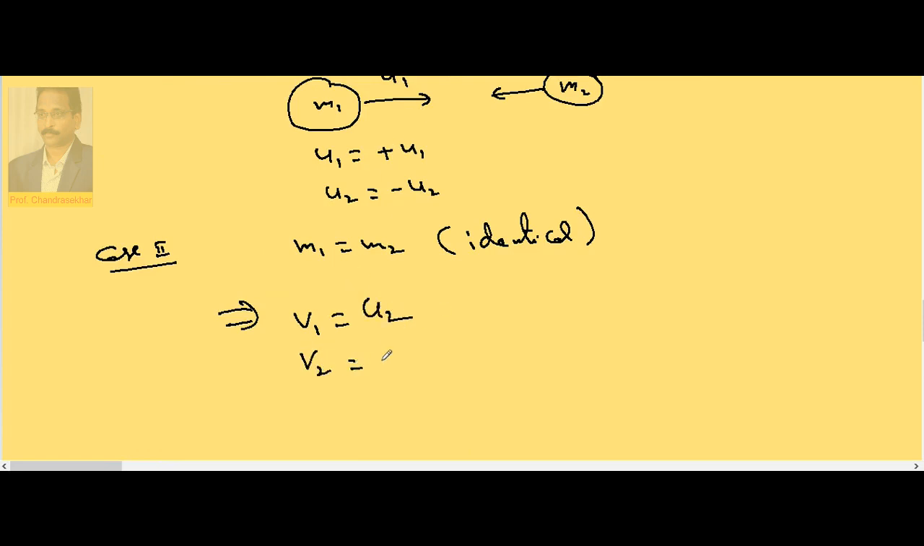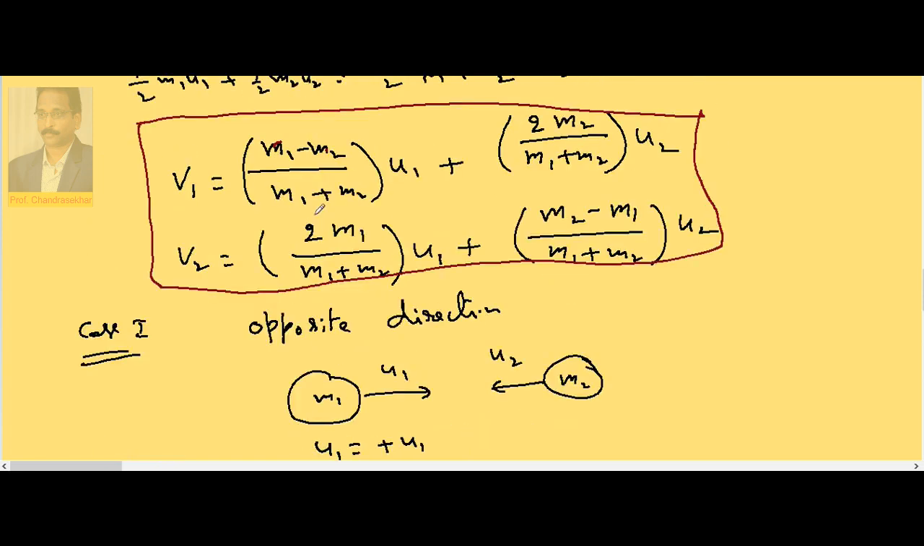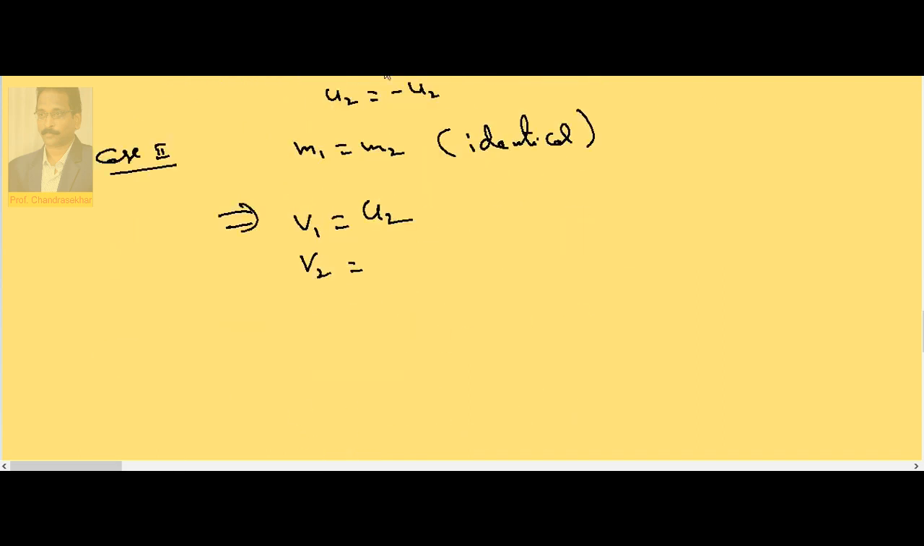And v2 is, now in this equation, here m2 minus m1, these two terms are the same. So when I say these two are equal, these two get cancelled, so this term is 0, and here m2 I replace and put it as m1, 2m1 by 2m1 into u1, so v2 becomes equal to u1. That means the first body will gain the velocity of the second one, whereas the second body will gain the velocity of the first one. So this is what we call exchange of velocities.